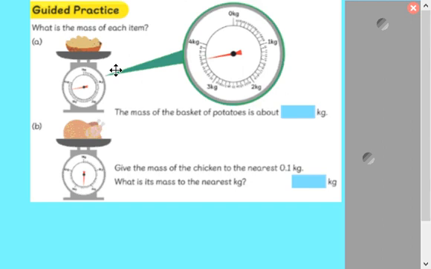Okay, so if I'm trying to weigh or find the mass of this item here, then I've got my set of scales. Now I can see that if I start at 0, the arrow has gone past 1 kilogram, 2 kilograms, 3 kilograms, and then we've got to count the individual increments there. So clearly we can see that it is going to be 3.6 kilograms.